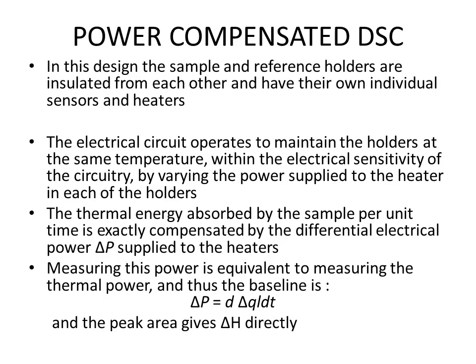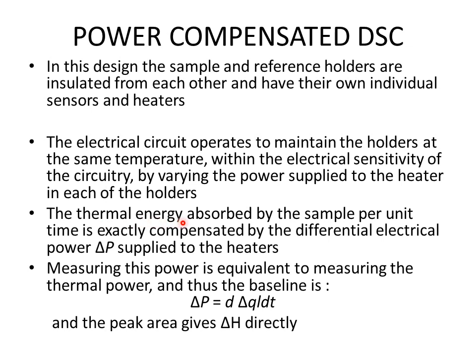Next type is power compensated DSC. In this design, the sample and reference holders are insulated from each other and have their own individual sensors and heaters. So they are heated separately. The electrical circuit operates to maintain the holders at the same temperature. Means the temperature of both pans is kept constant, and this is all done at the expense of power. Means more power is supplied to the sample pan.